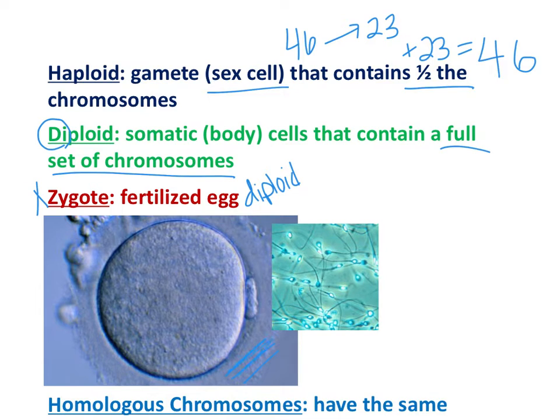So we've got an egg cell here on the left and a sperm cell. As soon as that sperm cell shoots its DNA into that egg cell, I would call that a zygote or a fertilized egg.